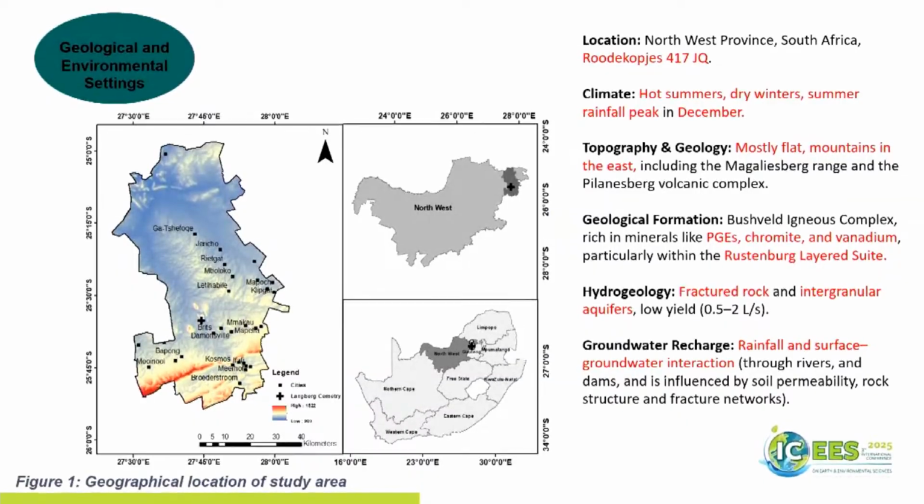The geological formation is mostly the Bushveld igneous complex, which is rich in minerals like platinum and gold, with platinum and gold mining. The geology in that area is mostly made up of fractured rocks and intergranular aquifers. Groundwater in that area is normally recharged by rainfall and also by surface water and groundwater interaction.